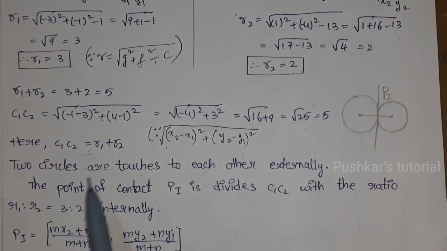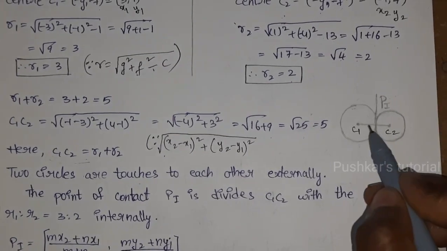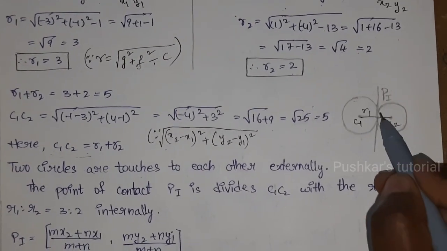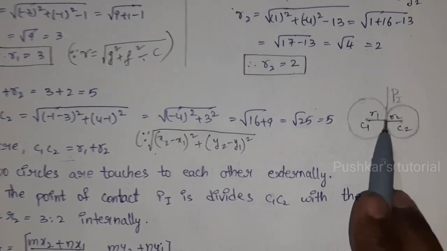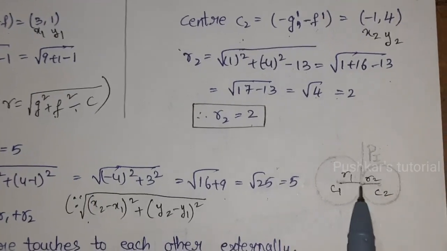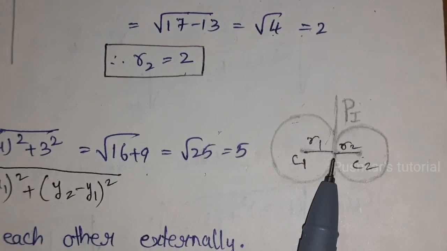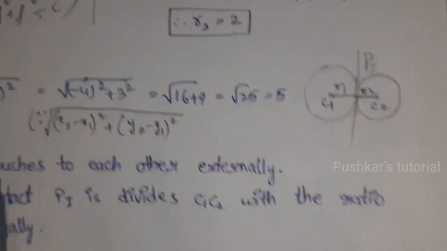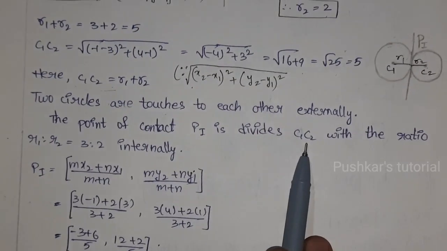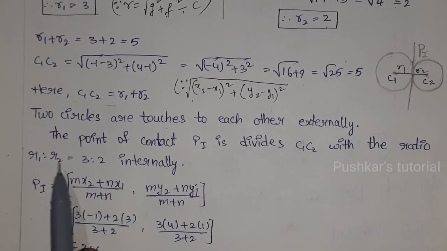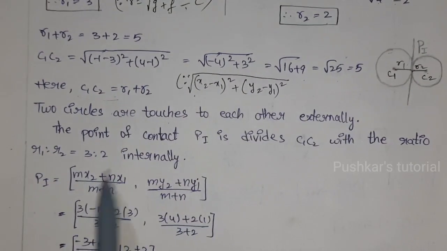So according to the concept, 2 circles touch each other, because here the C1 C2 distance is exactly equal to R1 plus R2. So 2 circles touch each other externally, outside touching. The point of contact is internally in between C1 C2. So the 2 circles touch each other externally. The point of contact P divides C1 C2 in the ratio R1 is to R2. R1 value 3, R2 value 2, internally.